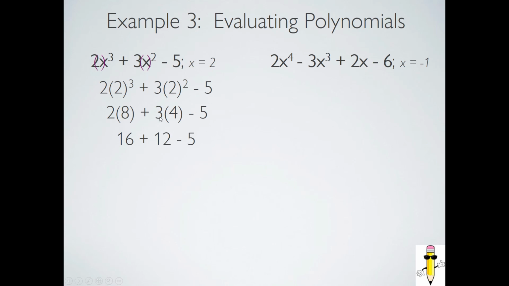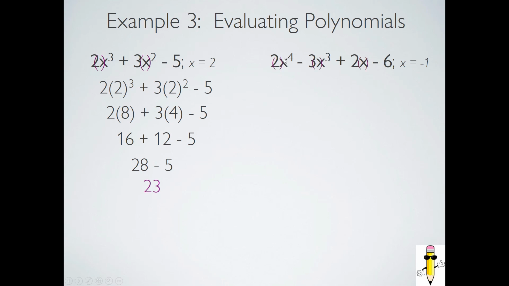We go ahead and do that multiplication, which gives us 16 and 12 minus 5. And that turns into 28 minus 5, which gives us 23. This is how you evaluate the polynomial, by basically taking the x's and substituting for the term that is given. That is what you are doing when you evaluate. Let's do the second one.